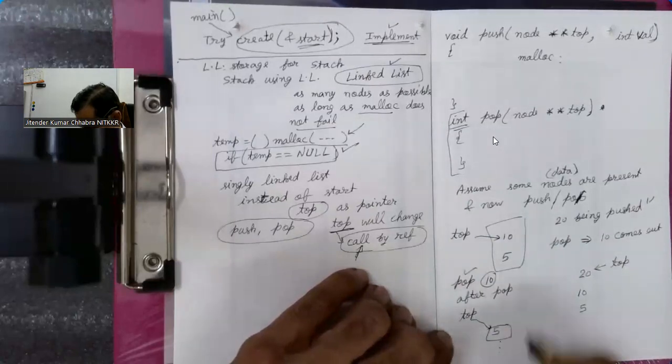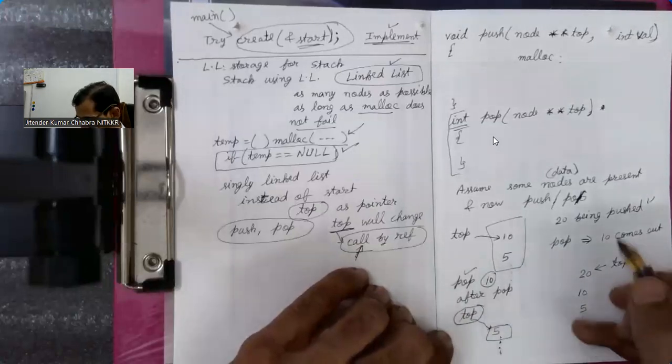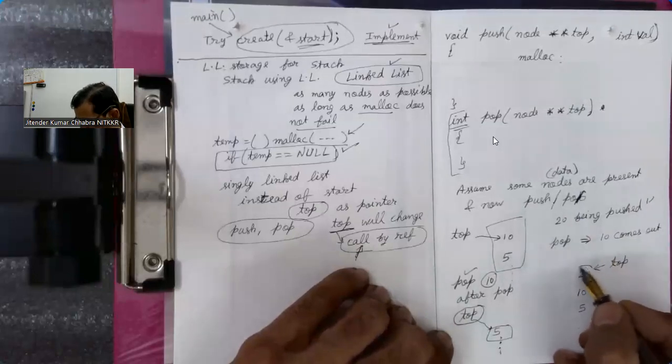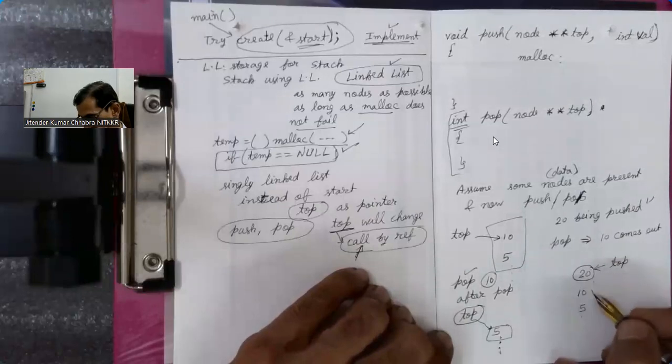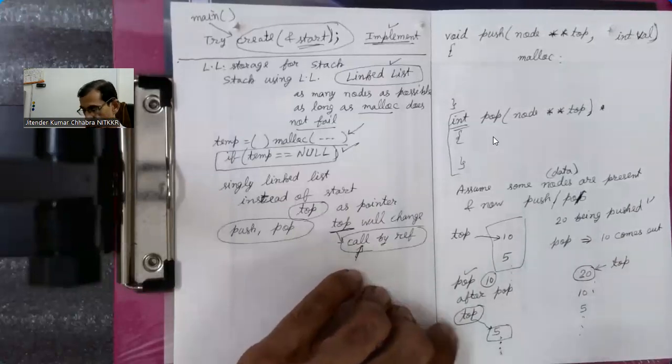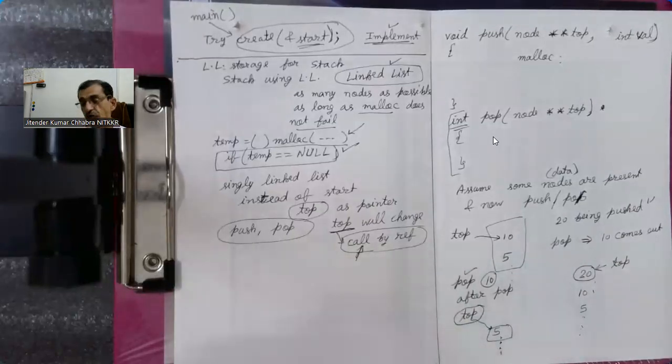Before 5 also, there could be something. We are not bothered at present. Whatever it could have, it should continue, but the top should get updated to 5. And if I'm pushing, 20 should be the topmost node and everything else linked in the proper manner. So give a pause here and try to do that.